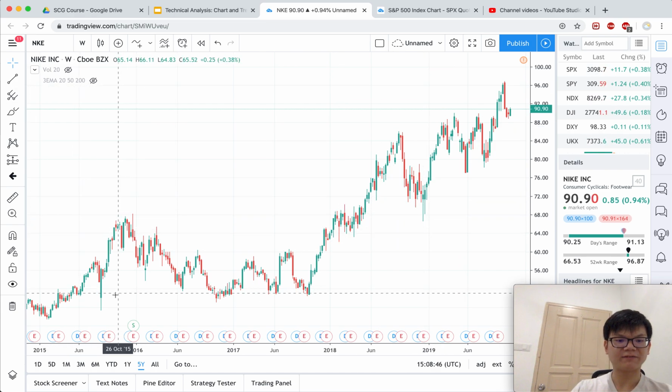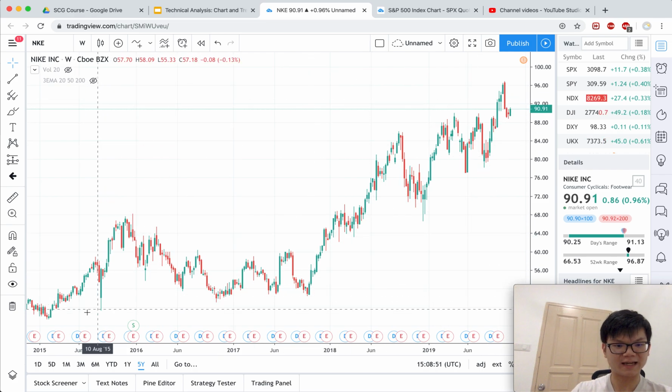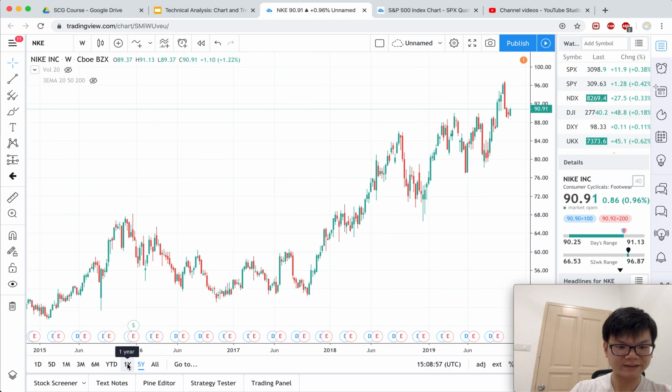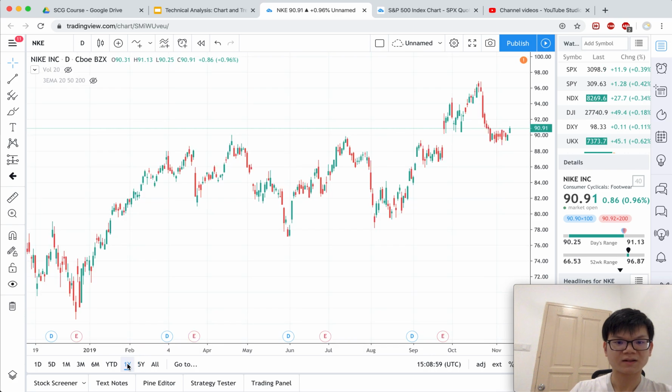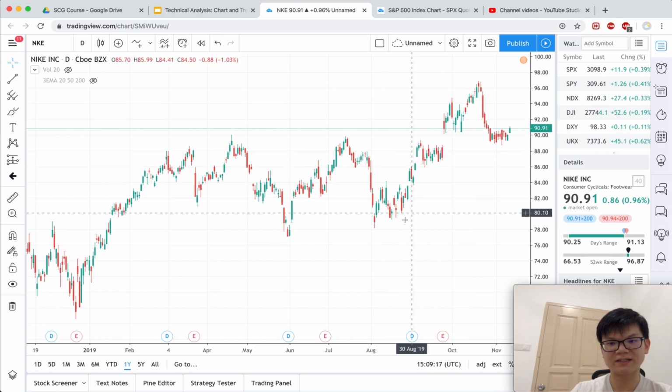So for Nike 5 years, you can see very obviously the price is going up. It is an obvious uptrend. So if we zoom into 1 year, first we see that at the end of last year there is an uptrend, but over here there is a ranging period, and it ranges for a while. Then from August onwards, like 3 months ago, it went up again. So this is an uptrend.